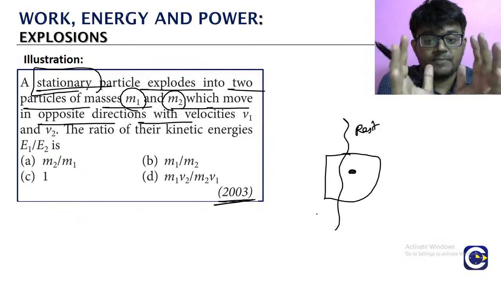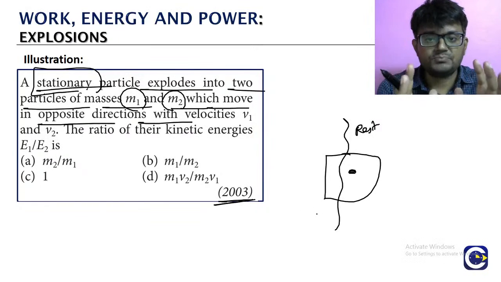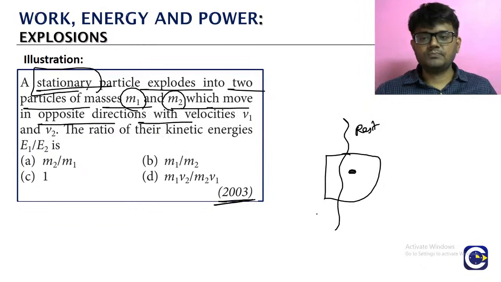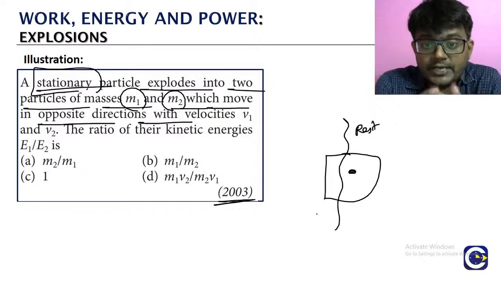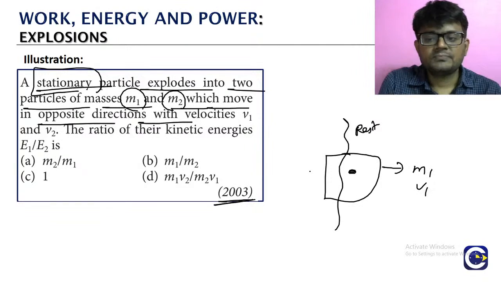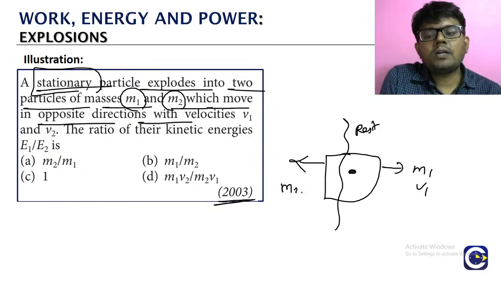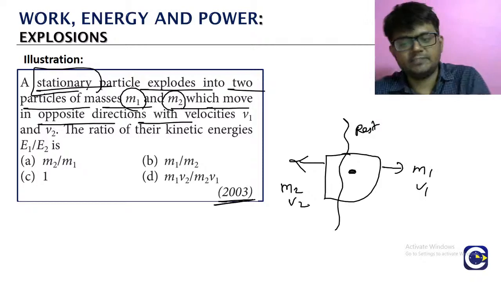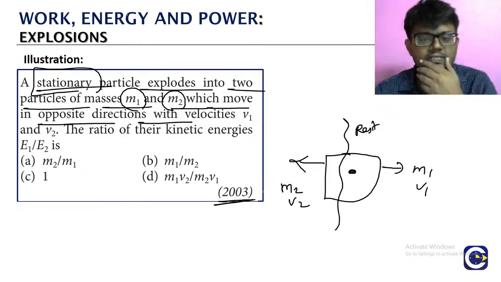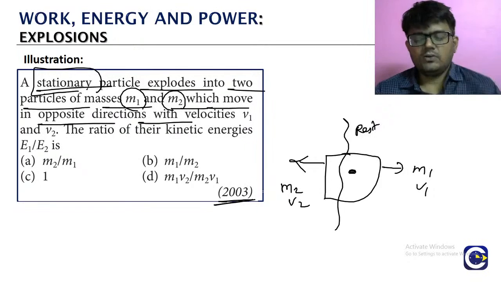If a stationary object is exploding into two parts, if part 1 is moving in the right side direction, then part 2 has to move in the left side direction. Part 1 moving in the right side means part 2 has to move exactly in the opposite direction. And look at it.